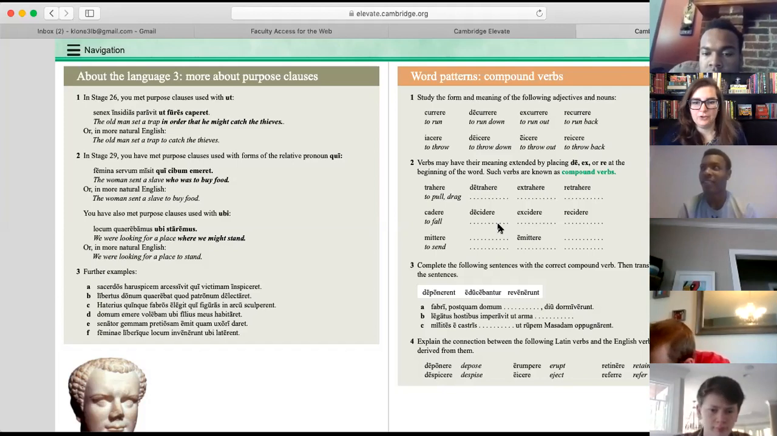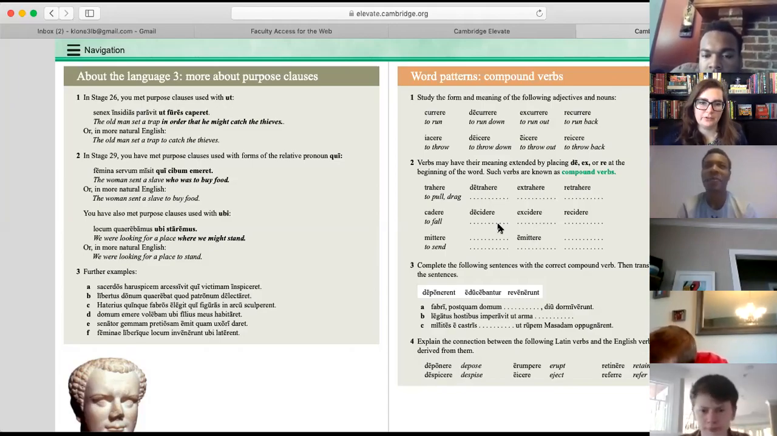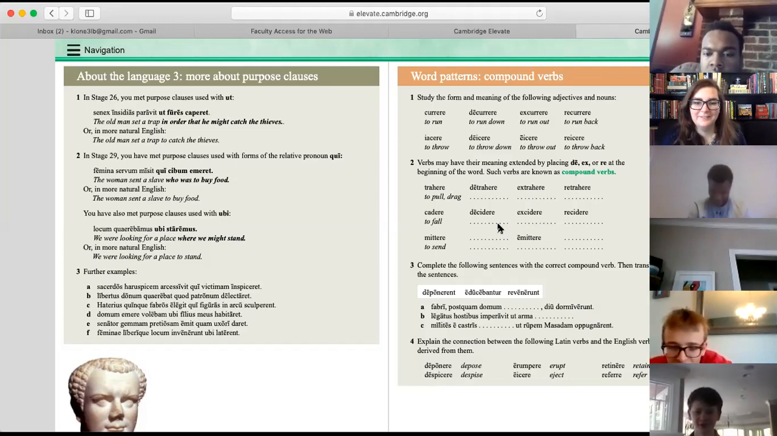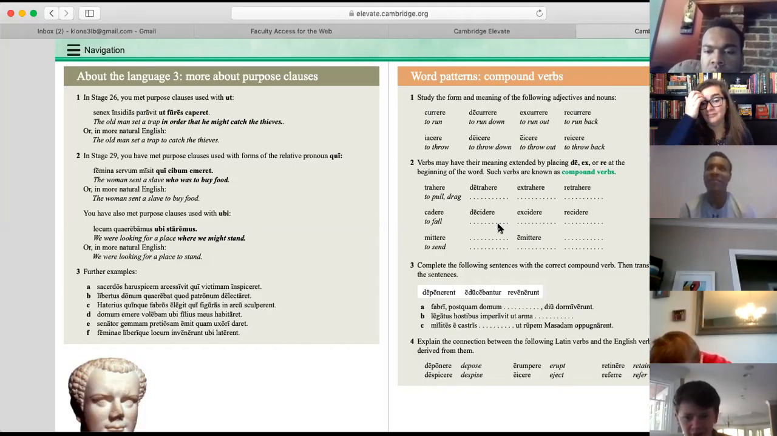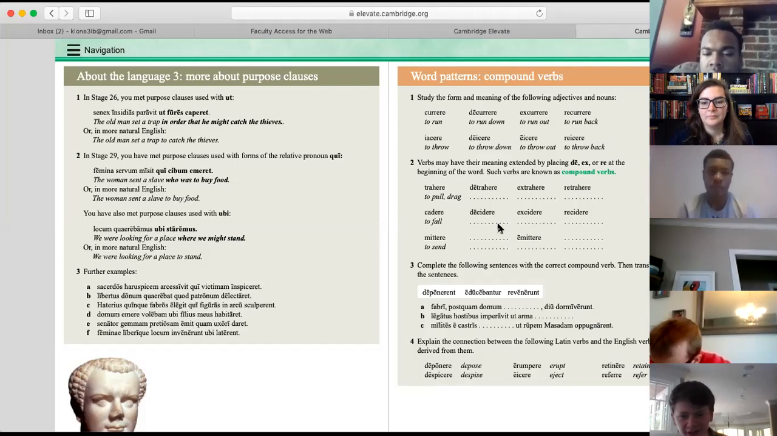All right, the last one. Milites e castris, the soldiers from the camps, blank, ut rupem Masadam oppugnaret. No one's going to grab this quiz grade that's laying on the floor. All right, I'll try Masada again. Milites e castris revenerunt ut rupem Masadam oppugnaret. The soldier returned to the camp so that he might fight Masada.